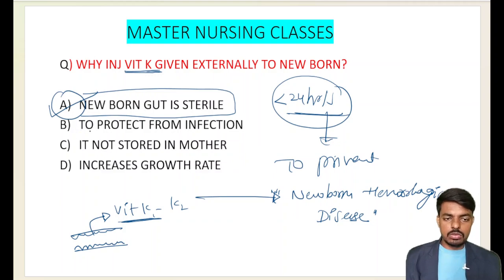We do not give vitamin K to protect from infection. It is not stored in the mother, so that is not the reason to inject vitamin K. Vitamin K does not increase the growth rate. The only reason to inject vitamin K in the newborn is that the newborn gut is sterile and the newborn liver is immature.